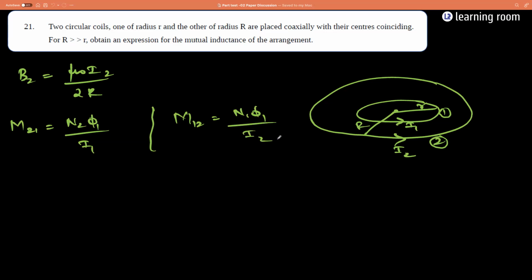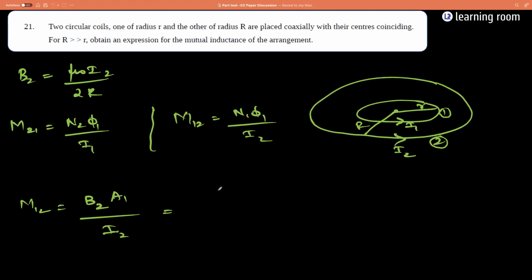Now tell me what will happen if I need to calculate M12. What is going to be the number of turns? They said two circular coils, and I don't know how many turns it has, so I'm assuming it has 1 turn, for instance. Then what is going to be the value of phi1? Can I say it is the magnetic field produced due to the second coil, because that is the one in which the current is flowing, into A1, the whole divided by I2.